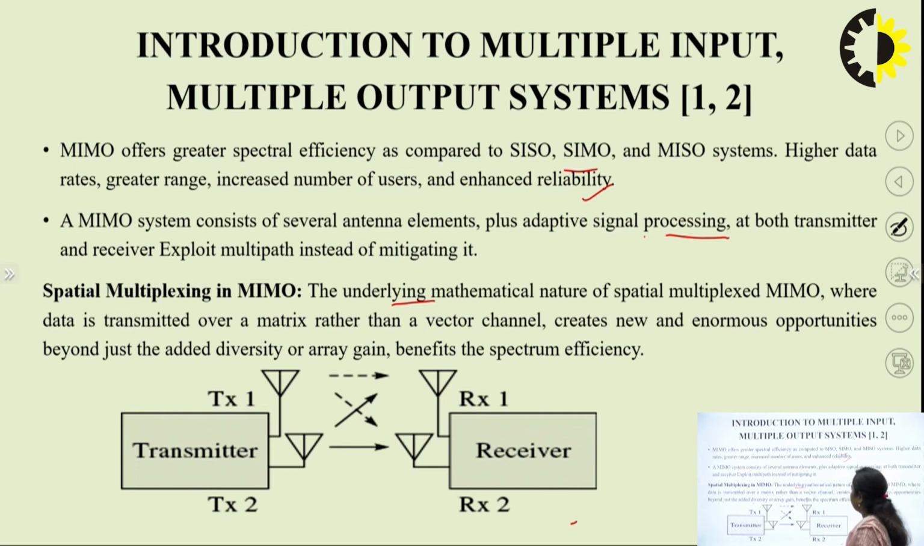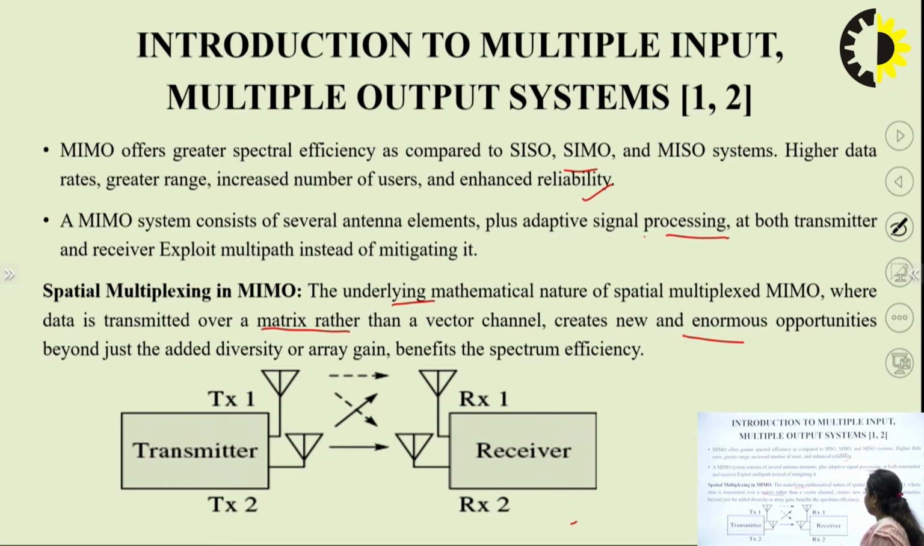multiplexing in MIMO. The underlying mathematical nature of spatial multiplexing MIMO is that data is transmitted over a matrix rather than a vector channel. Why are we considering a matrix? Because there are n number of transmitters and m number of receivers. It is not a vector channel where there is only one transmitter and more than one receiver. So that's how we can generate a matrix depending on the number of users that are using the channel. It creates new and enormous opportunities beyond just the added diversity or array.